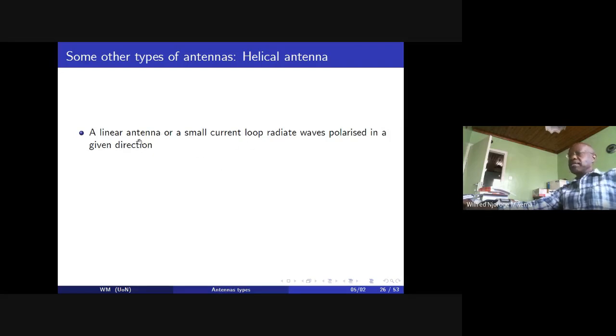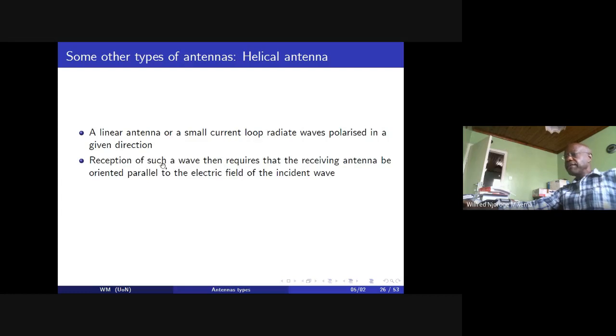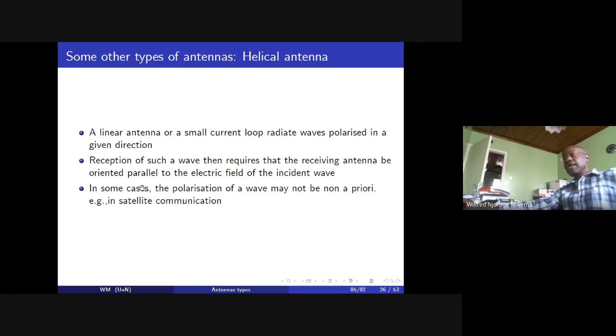So a linear antenna or a small current loop radiates waves polarized in a given direction. Therefore, reception of such a wave requires that the receiving antenna be oriented parallel to the electric field of the incident wave. In some cases, the polarization of the wave may not be known a priori, especially in satellite communication. We know that satellites are above the Earth, usually above the atmosphere, therefore beyond the ionosphere.